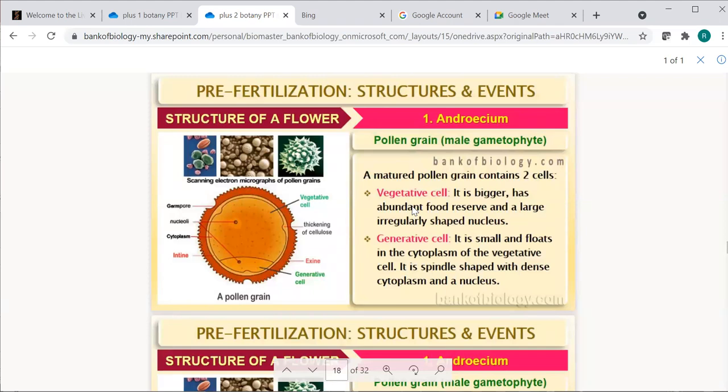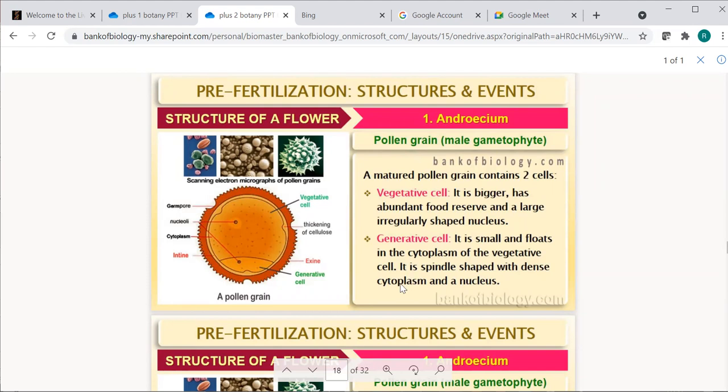Vegetative gives food, generative it makes what? It is the next generation. It gives rise to the next generation. Whereas vegetative, it does not give rise to next generation, but it is useful in food reserve. So when the vegetative cell makes a pollen tube, which further makes 2 generative cells, then pollen tube के अंदर गैमेट होते हैं, 2 गैमेट होते हैं, उसको क्या बोलते हैं? साइफोनोगैमी.